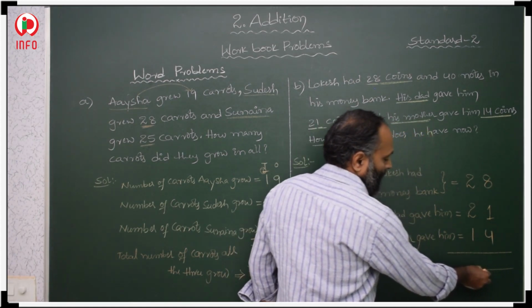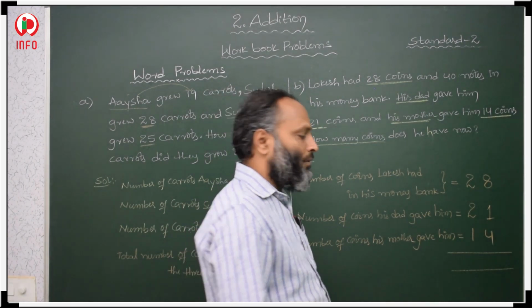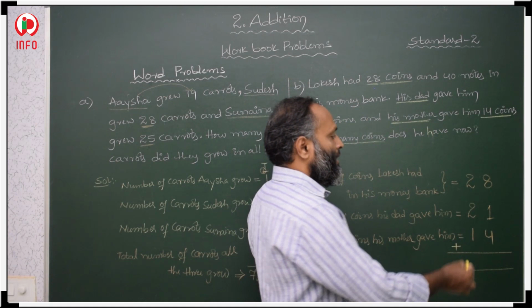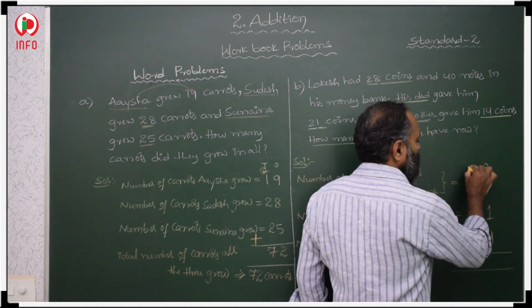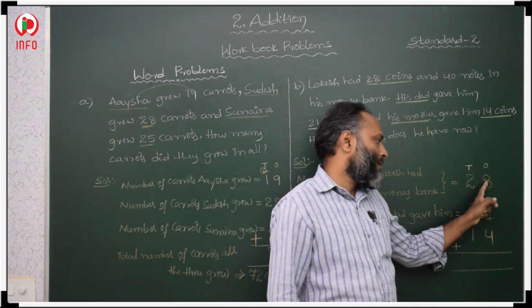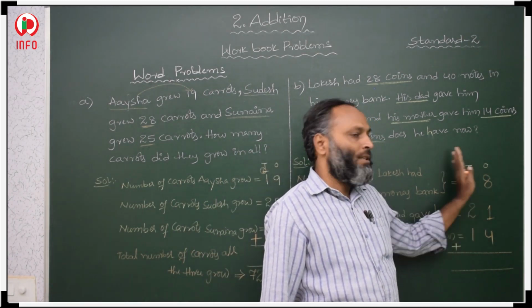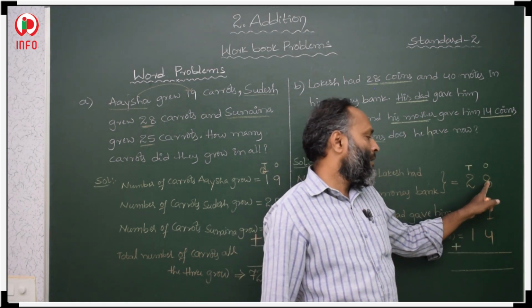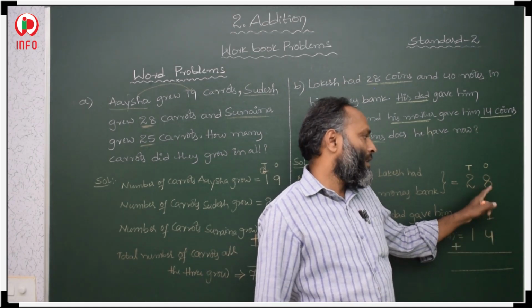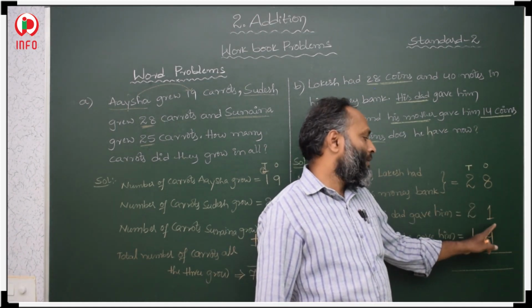Why are we adding here? Total coins is asked. How many coins does he have now? So addition. How to add? This is in ones place, this is in tens place. Ones place values first. We have to add from right to left, that is from ones to tens. 8 plus 1, 9. Whenever we are adding 1, we get the successor. 8's successor is 9. So this rule is there in addition. So 8 plus 1 is 9.